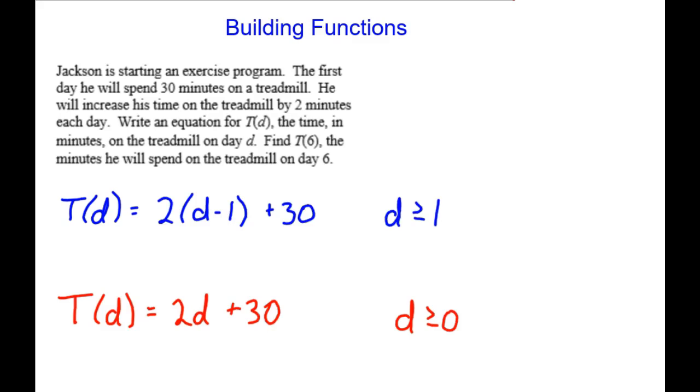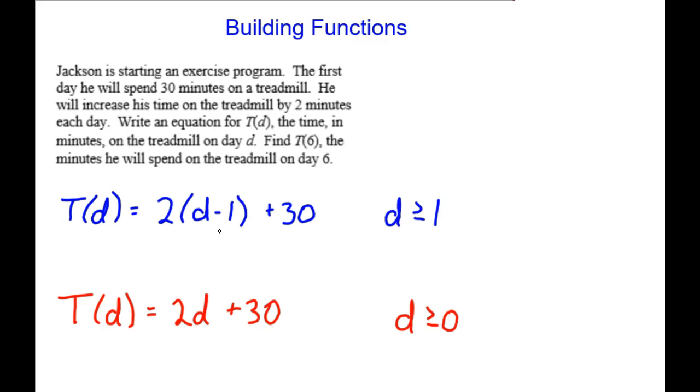There's two different ways we can write this function. We can write it as T of D equal to 2 times the quantity of D minus 1 plus 30 for values of D greater than or equal to 1. Or you can write it as T of D equal to 2D plus 30 for values of D greater than or equal to 0. The reason why this one is a little bit confusing is with the phrasing.